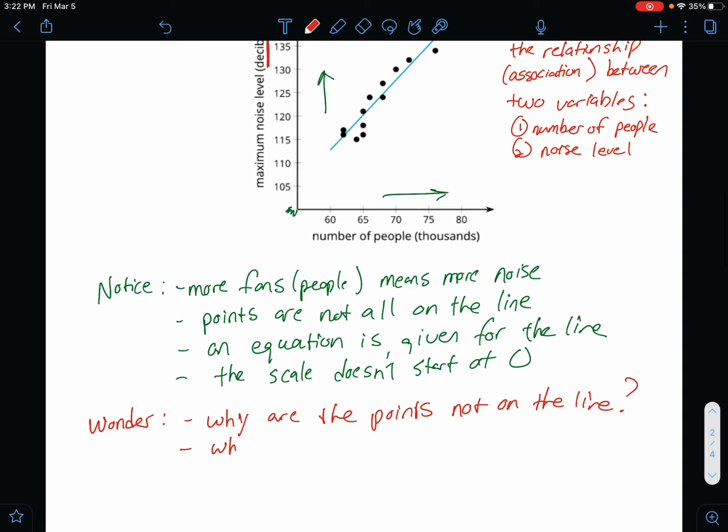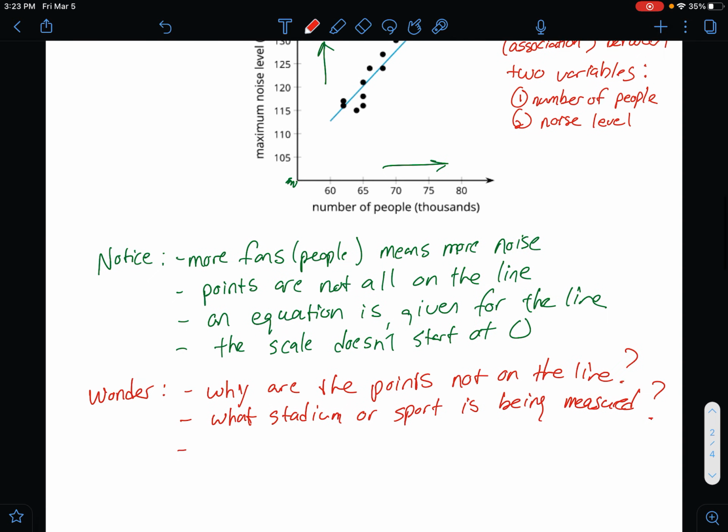I wonder, what stadium is this? What stadium or sport is being measured? I'm curious about that. And then for drawing this line, what can we use this for? Like, what do we do with this situation? There's another bunch of wonders I might have, but those are just a few that we can write down, and hopefully you've thought about a couple as well.